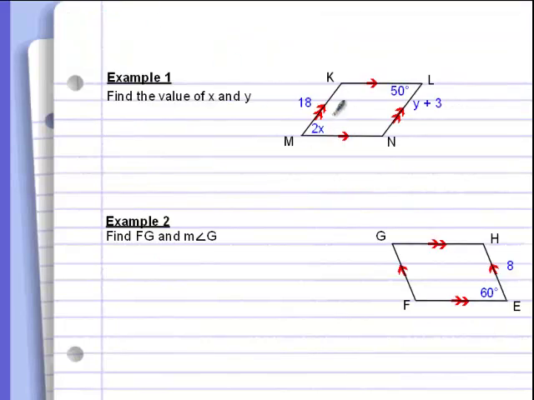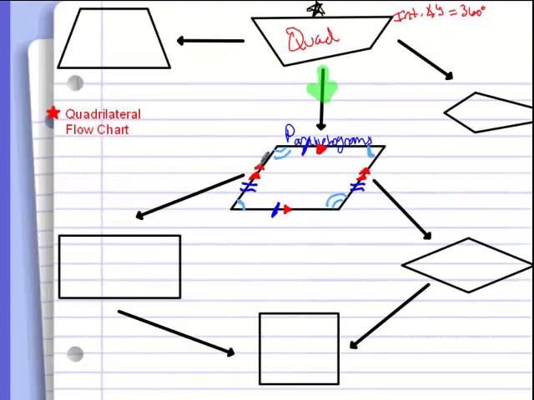Here in example 1, we're told to find the value of x and y. Before we go on solving this, make sure that you have these written down. You can also write them in sentence form over here to the left. In fact, I'm going to do it very quickly. We're going to say opposite sides are parallel. We use the parallel symbols, so we don't have to write out the long word parallel.